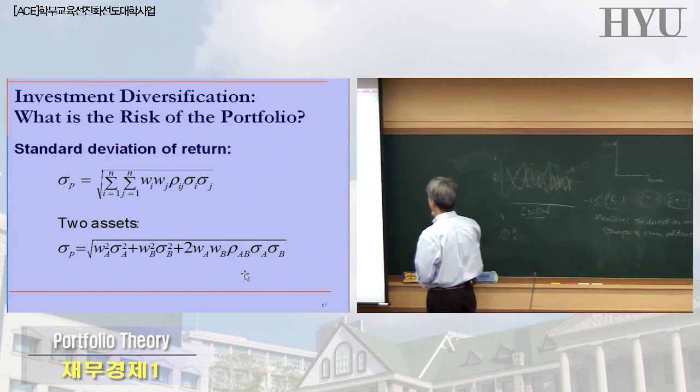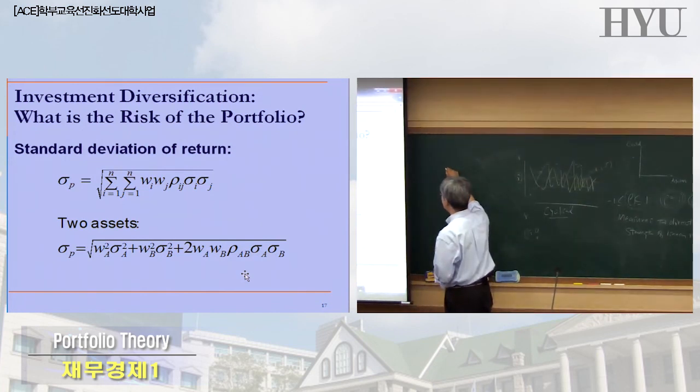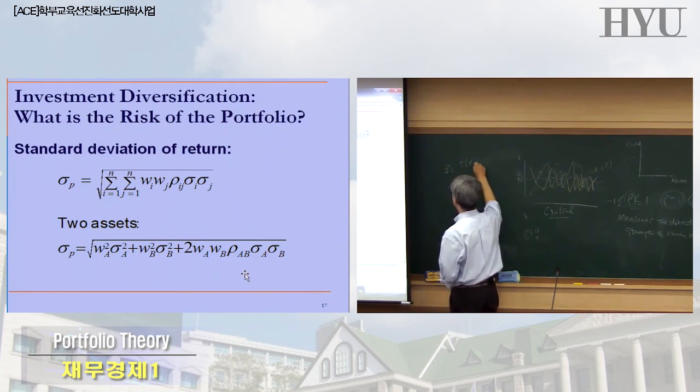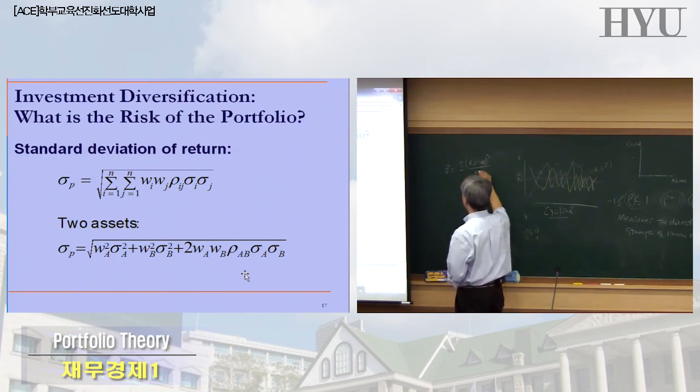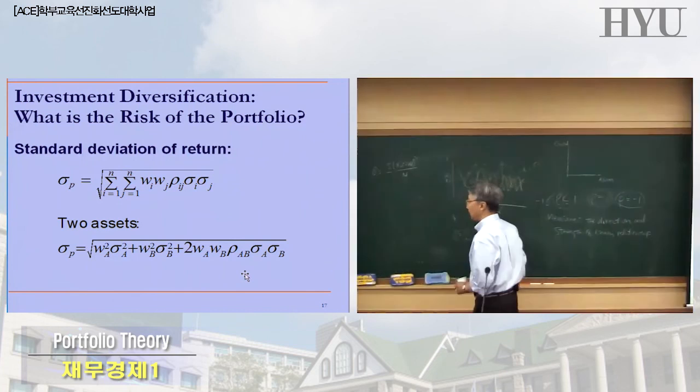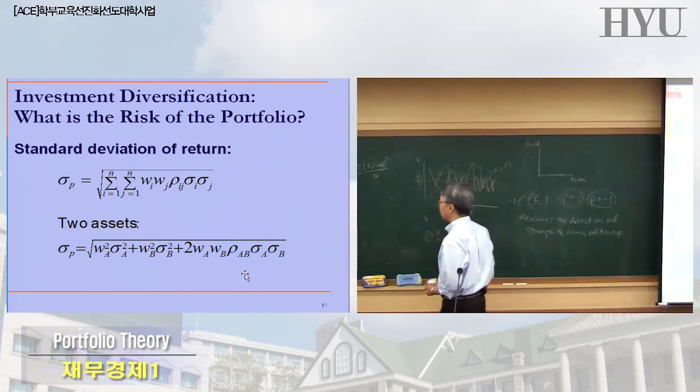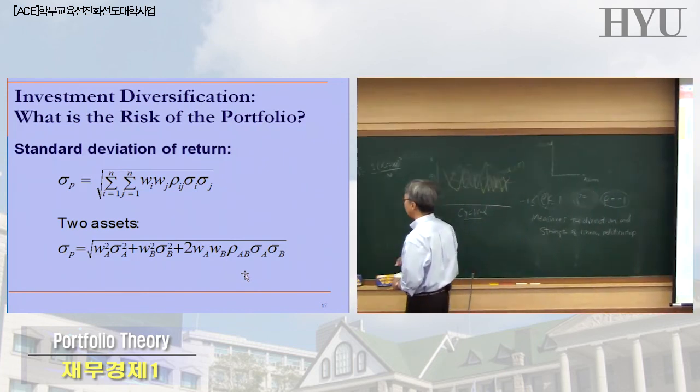Well, the formula for variance is what? Summation of xi minus x bar squared, or actually, let's use the population, right? Over n. Okay? That's the formula for variance, right?